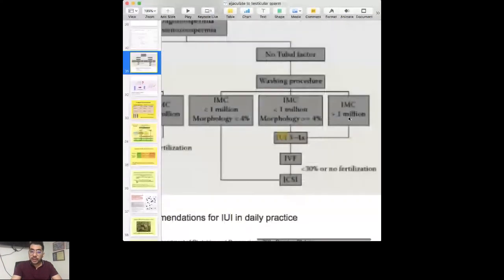Now, if my IMC is more than 1 million, right, I can easily go ahead and try 3 to 4 cycles of IUI without a doubt. So the cutoff for IUI is IMC of more than 1 million. If you're not comfortable using IMC, use TMSC more than 5 million as your cutoff, right? Then if my IMC is less than 1 million, but my morphology is good, so my count is less, but the amount of morphologically normal sperms in that count is good, I would still go ahead and try for 3 to 4 cycles of IUI. But if my IMC is less and my morphology is also bad, then straight away go to ICSI. So this is what you can do for preparing samples based on the count as well as on the morphology.